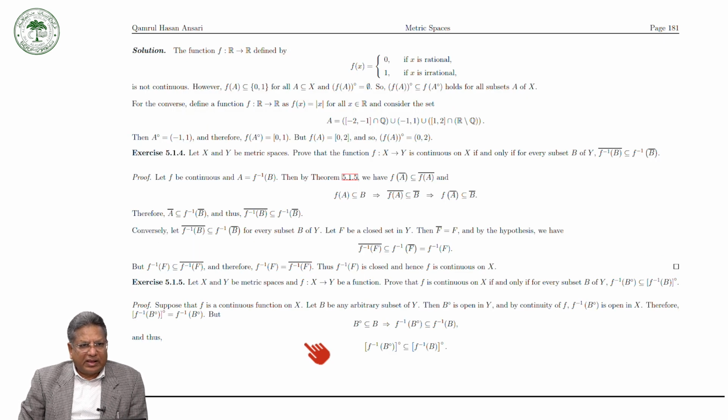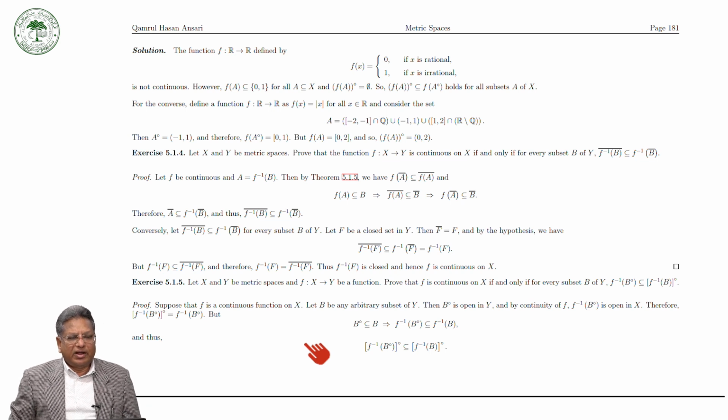Now, as I am mentioning here, whenever we need any counterexample, we always try to see a function from R^n to R, from R to R, or a function from a discrete metric space to another metric space, or from a metric space to a discrete metric space.